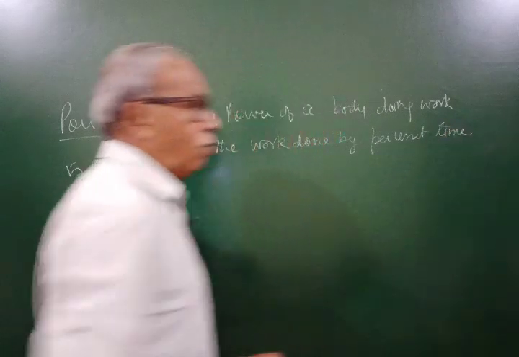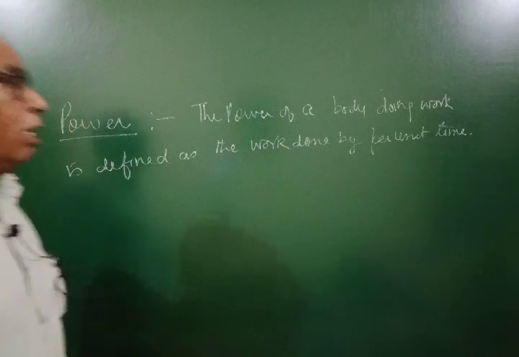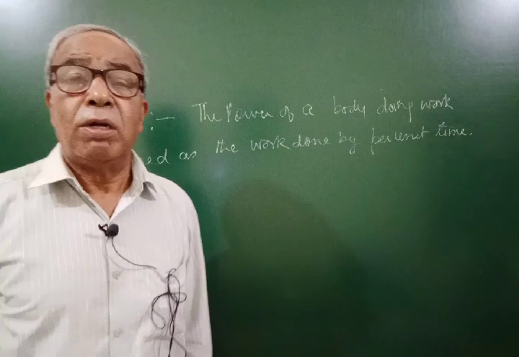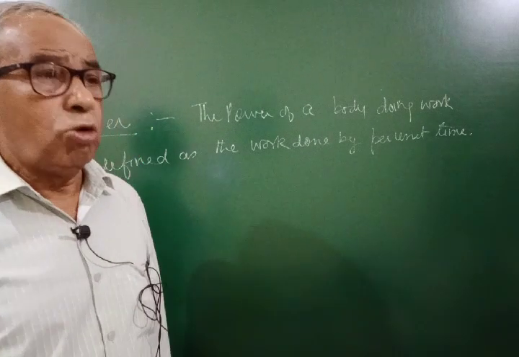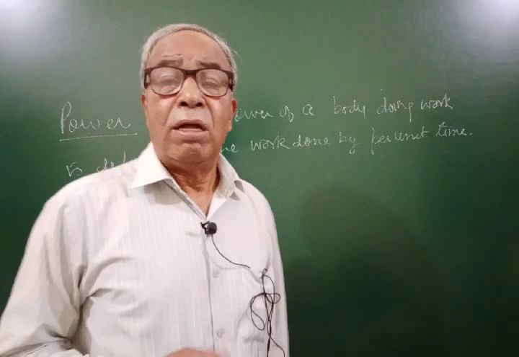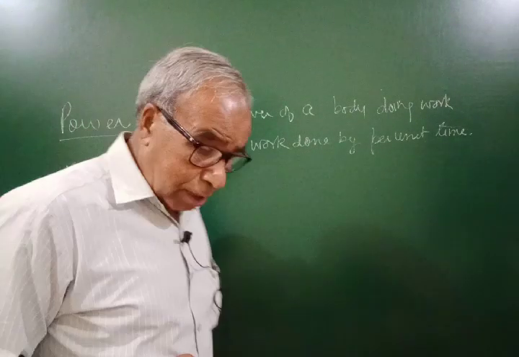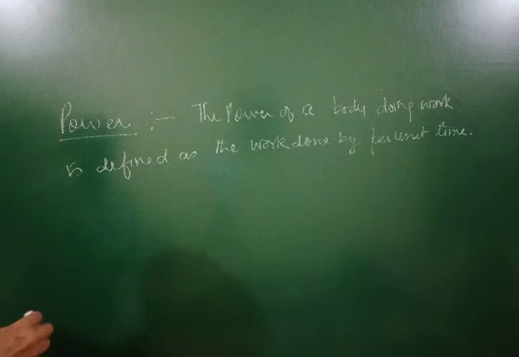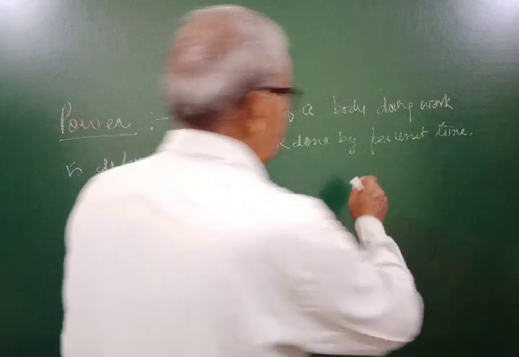Please listen to me carefully. Generally, people speak like that: rate of doing work is called power. Rate, which rate? I told you many times, physics is a unity method, totally a unity method. So, rate is measured with respect to time. So, we must say it is defined as work done by the body per unit time.